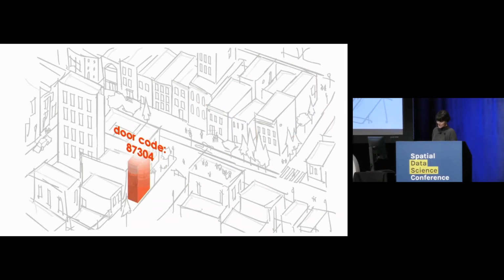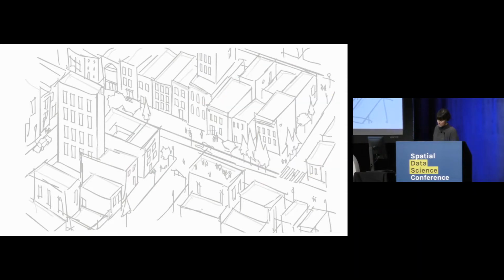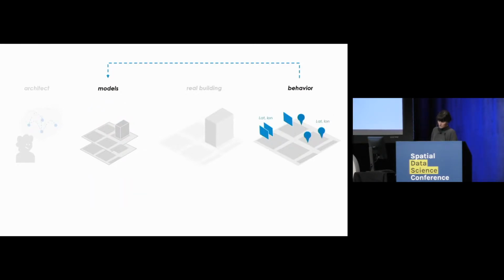As spatial data scientists, and actually for everyone in the room, we can use agent-based models, data science, and machine learning to create models which investigate behavior. And we should recognize that we're uniquely positioned today to understand behavior because we have a lot more data about what's actually happening.